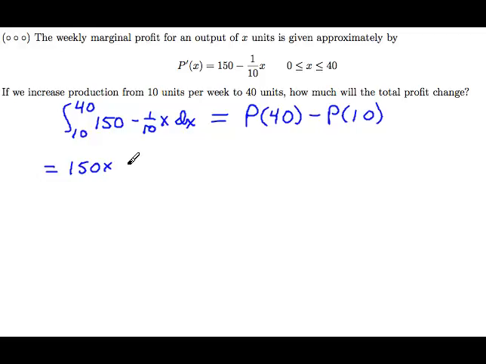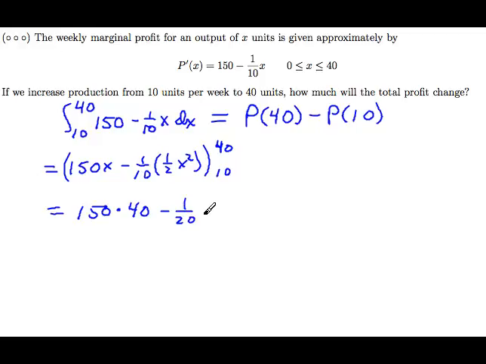Antiderivative of 150 is 150x. I'll pull 1/10 out of the way. Antiderivative of x is 1/2 x squared. And then I'll evaluate this at the two endpoints and subtract. Notice we don't need to know what the value of c is to carry out this calculation. Evaluating at 40, I'll have 150 times 40 minus, let's see, 1/10 times 1/2 would be 1/20 times 40 squared. That's what I get when I plug in the upper limit.